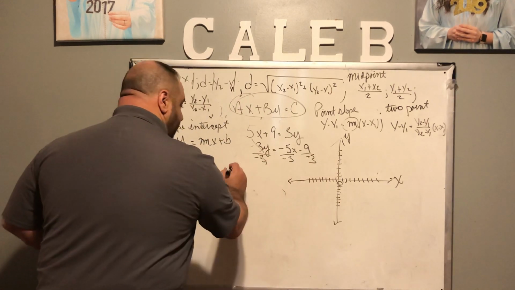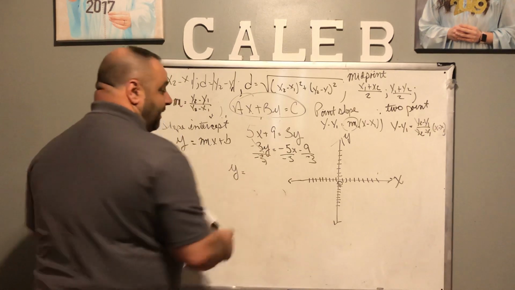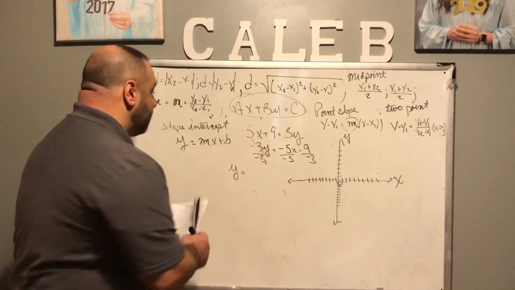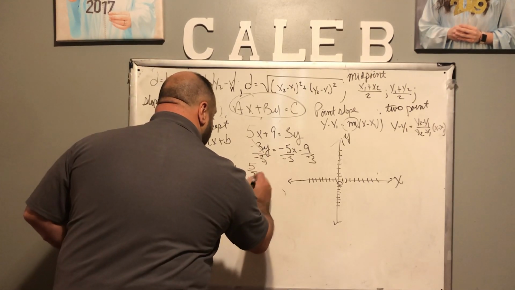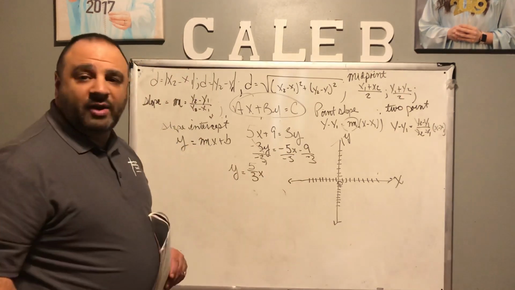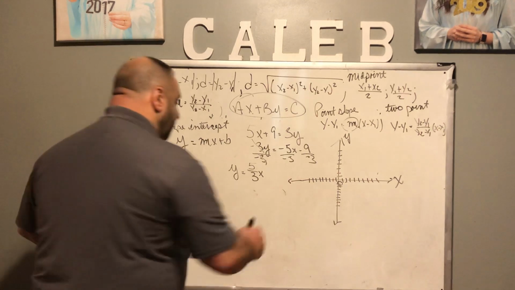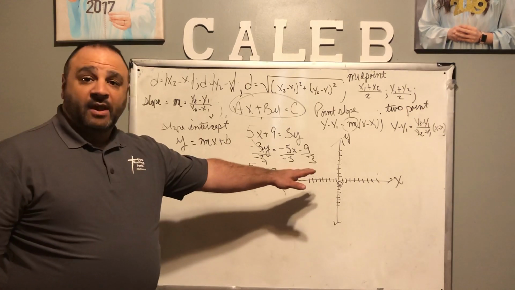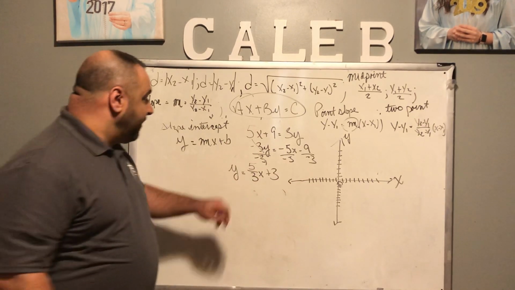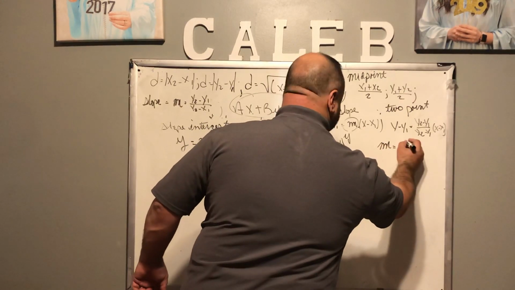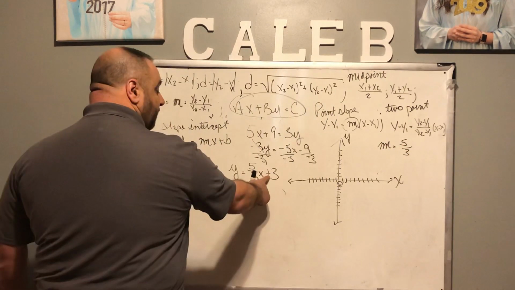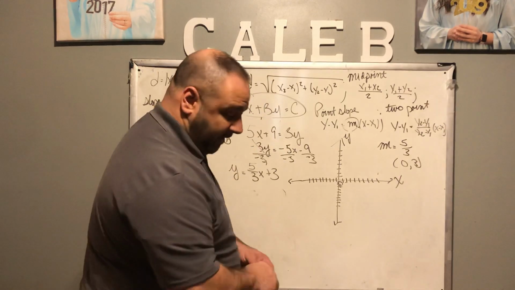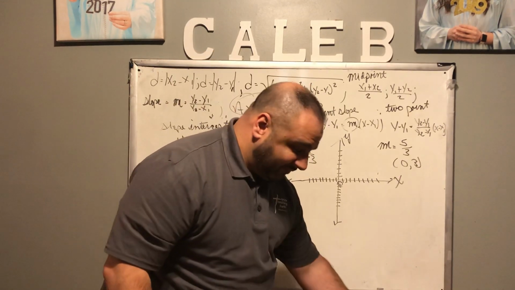All right, so our new equation is going to be y equals, okay, now take your time here. Negative and a negative gives me a positive. So our slope would be positive 5x. And then what is negative 9 divided by negative 3? Positive 3. Okay. Here's how we graph this now. What's our slope? Our slope is positive 5 over 3. And our y-intercept would be 0, 3.